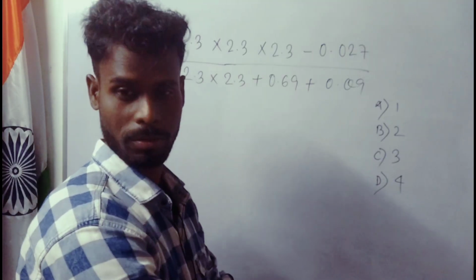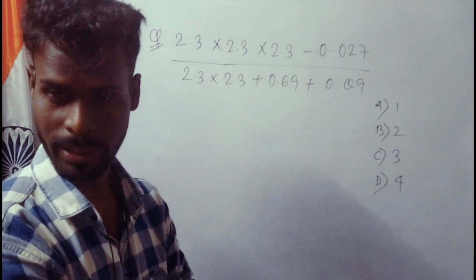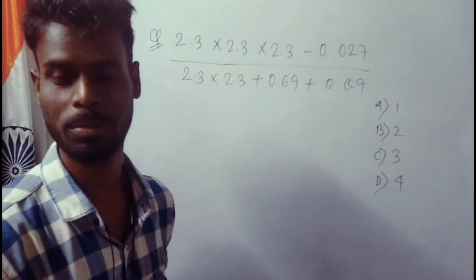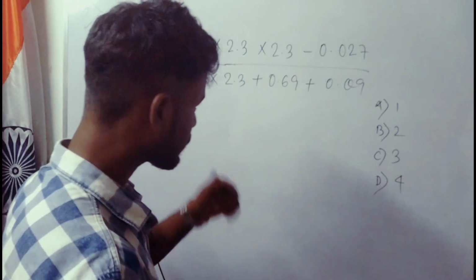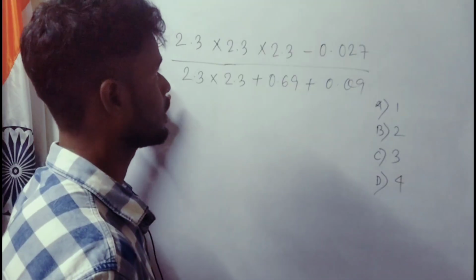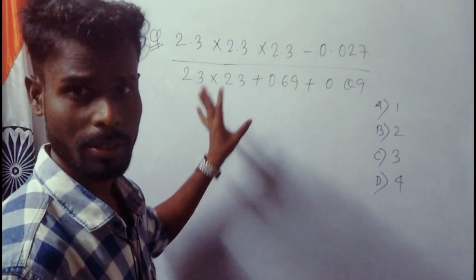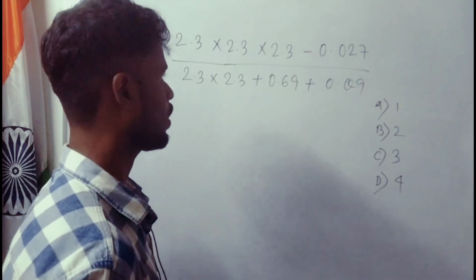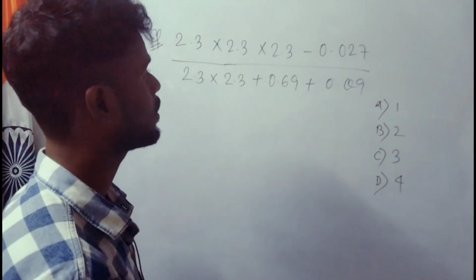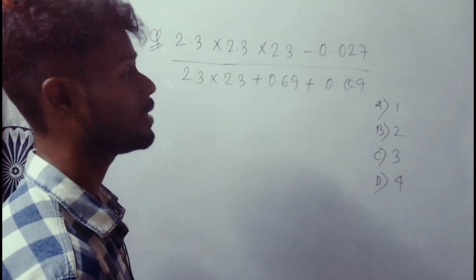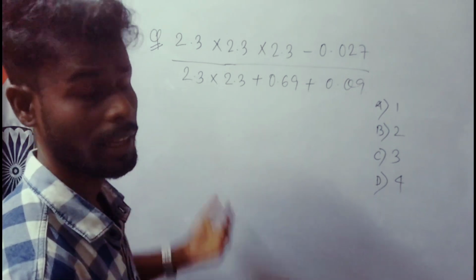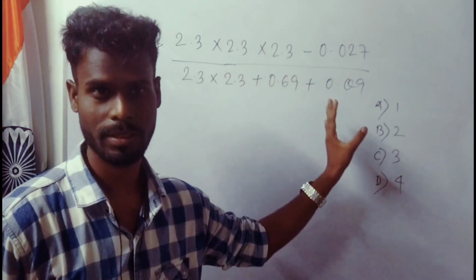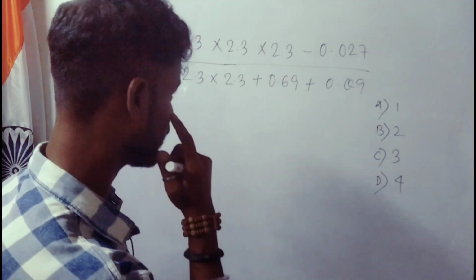How many of you have done this question? I already gave it and uploaded it on YouTube. It's a very easy question. You just have to put in your logic and find the shortcut method to calculate this whole simplification question within 10 seconds, right?